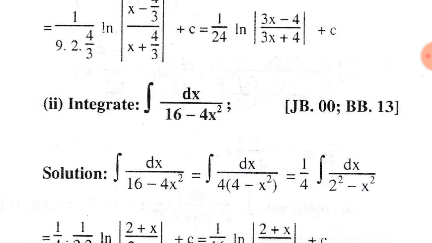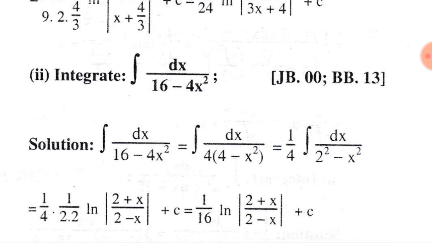Dear audience, to do that, first of all, we have to remove the 4, which is the coefficient of x squared, from it, and applying the distribution law, we get 4 times (4 minus x squared). Here 4 can be written as 2 square, and x squared is x squared here.